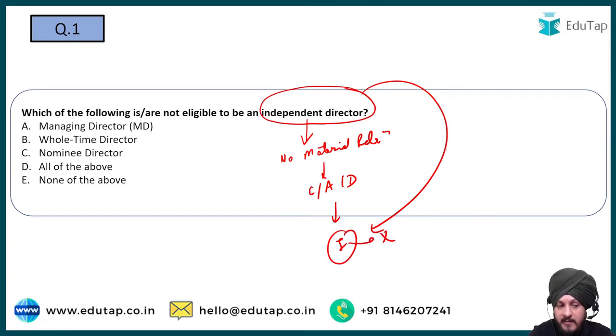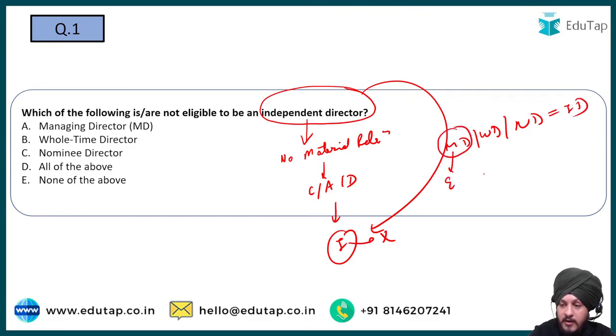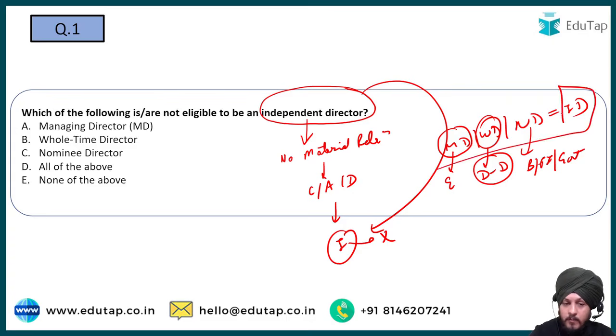So keeping that in mind, the managing director, the whole-time director or the nominee director are not eligible to be the independent director of the company, because the managing director is the management executive of the company, the whole-time director is involved in day-to-day affairs and functions of the company, and the nominee director is representing the interest of a stakeholder, which can be a bank, a financial institution or the government. So they are not eligible to be appointed as an independent director. So D is going to be the correct answer to this question based on this rationale.